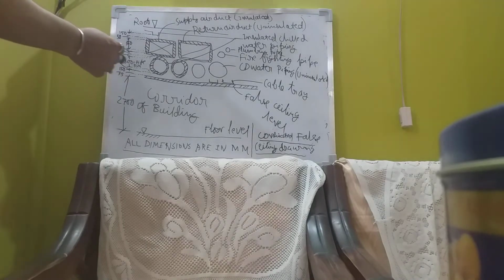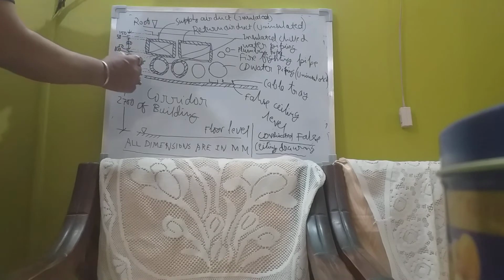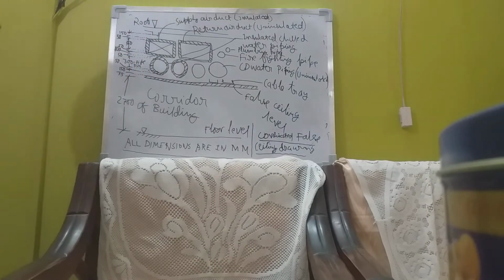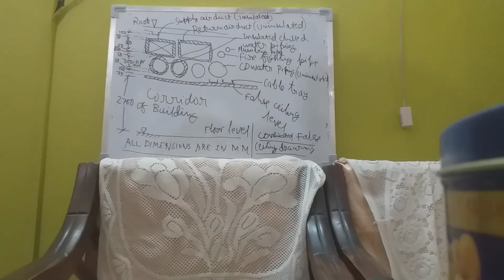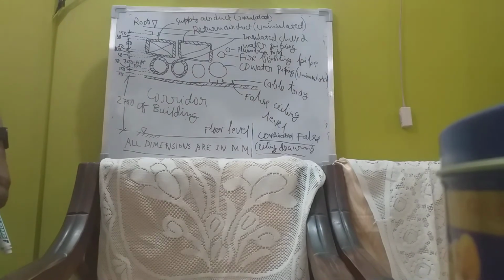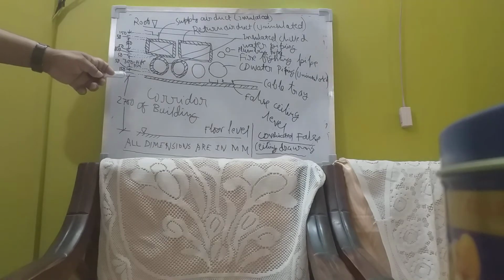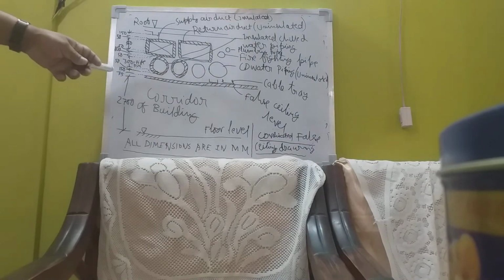Above the false ceiling, you can see the false ceiling itself has a thickness of 75 mm. 75 mm, 3 inches. 25.4 mm is 1 inch, so 75 mm is approximately 3 inches.